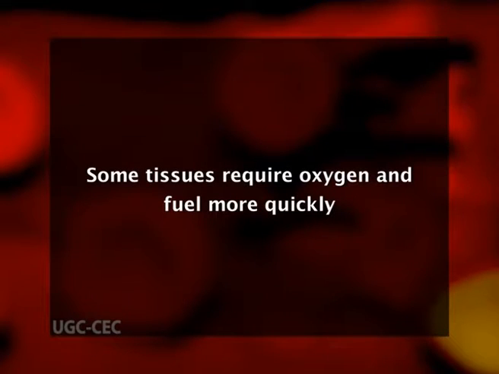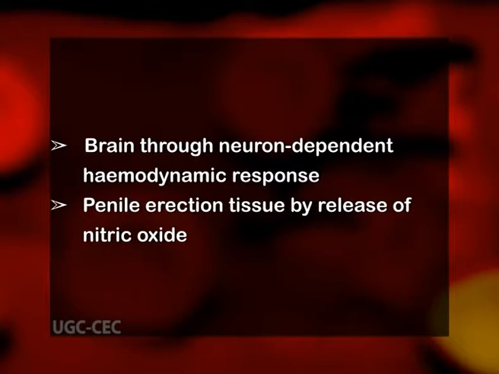Some tissues require oxygen and fuel more quickly or in greater quantities. Examples of tissues and organs that are known to have specialized mechanisms for functional hyperemia include: number one, the brain, through the neuron-dependent hemodynamic response. Number two, penile erection tissue, by release of nitric oxide.